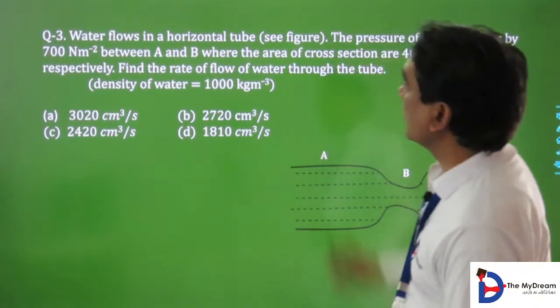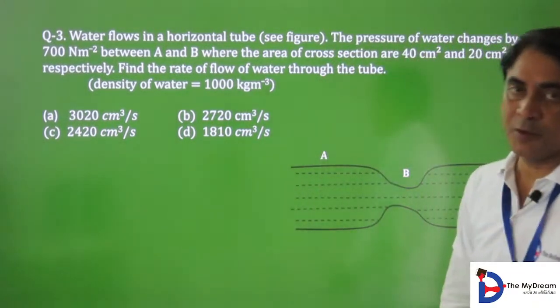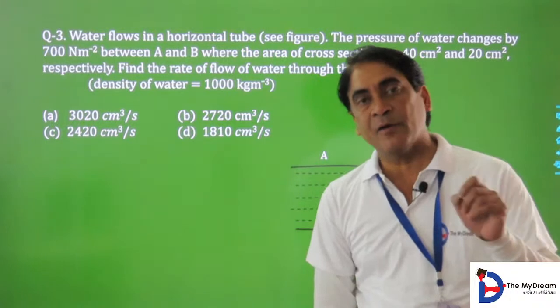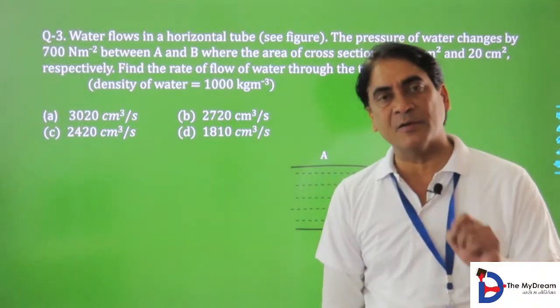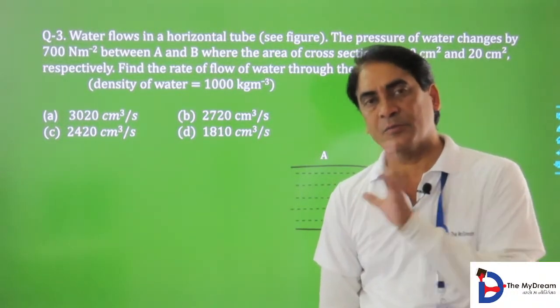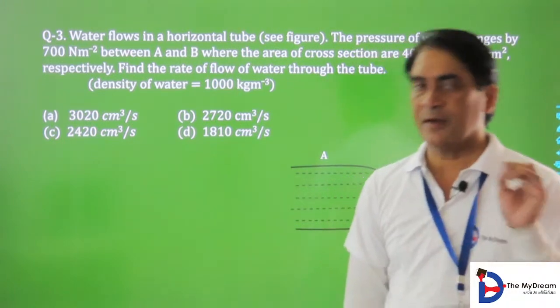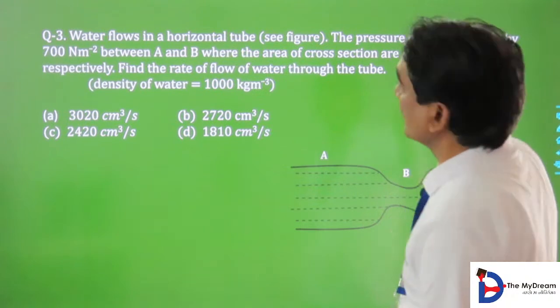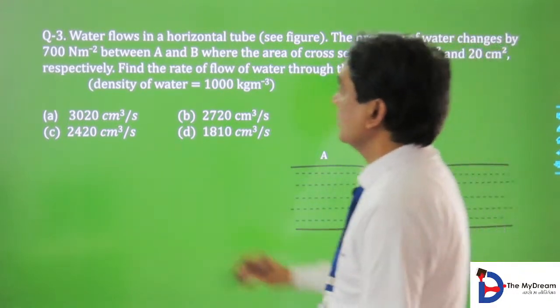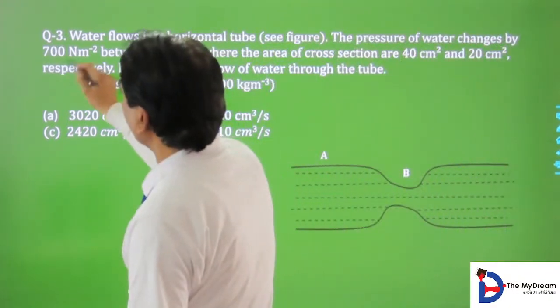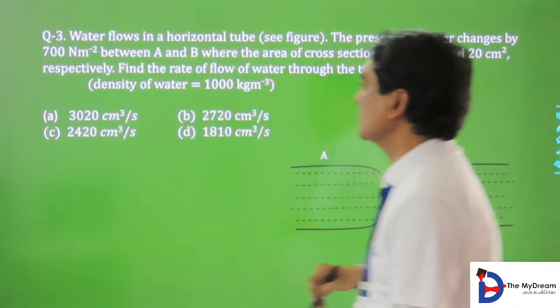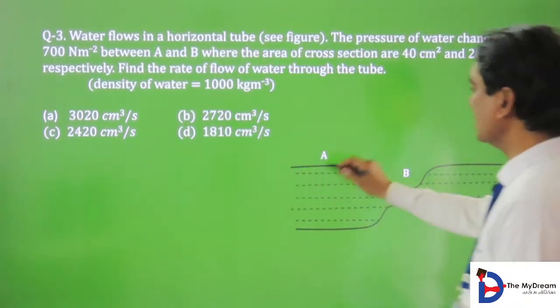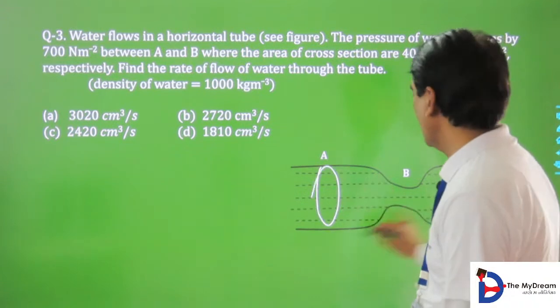Water flows through a horizontal tube. As I told you before, when a horizontal tube is given to you, there is no need to discuss H1 and H2. They will cancel. The pressure of the water changes 700 Newton per meter square between A and B. These are the two sections. One of them is A, another one is B.